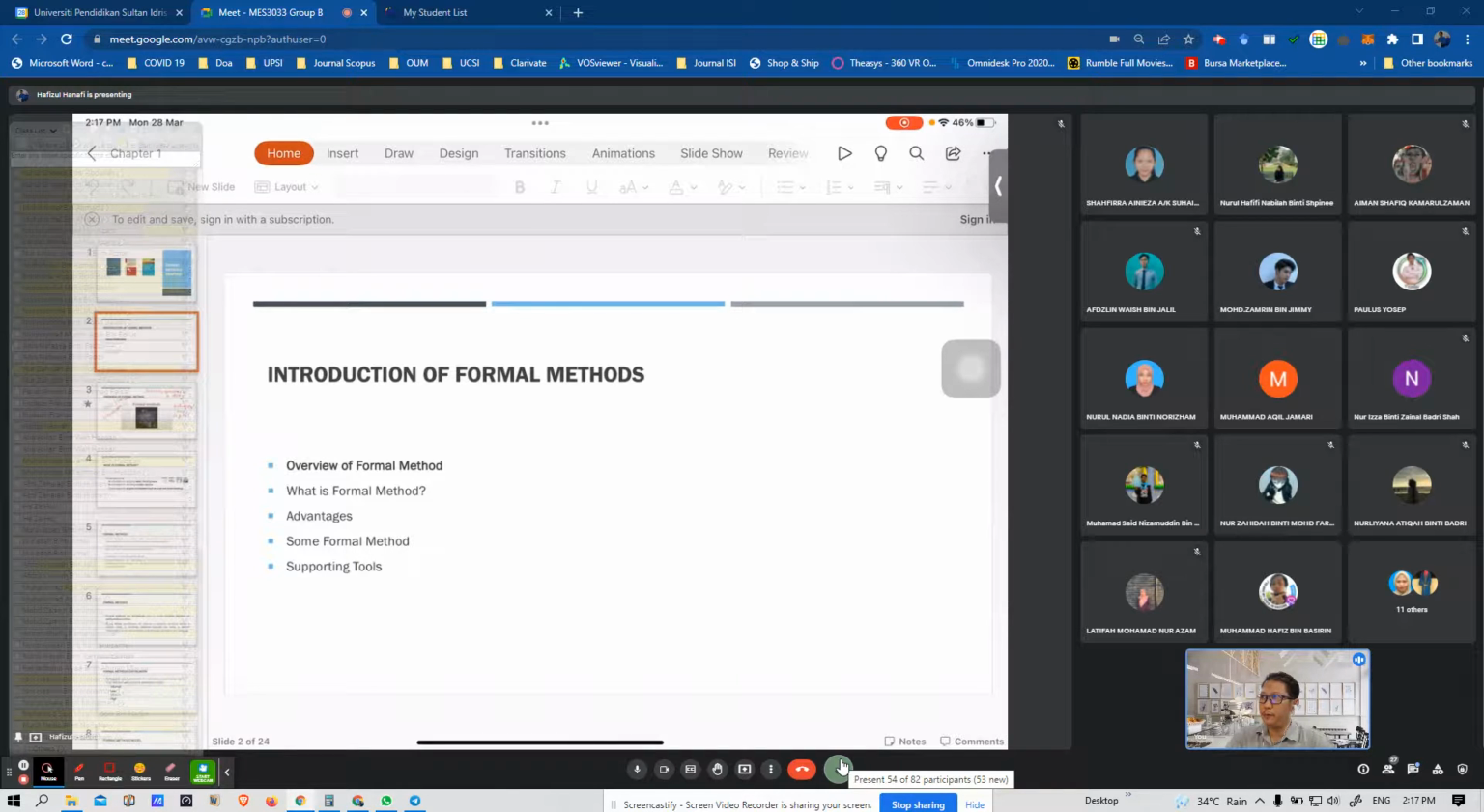First one, I will introduce to you the overview of formal method. Okay, what is formal method? What is the main definition of formal method? And then secondly, I also describe some of the advantages and some of the disadvantages of formal method. This one is very important to describe an overview of formal method, and it sometimes appears in your final assessment.